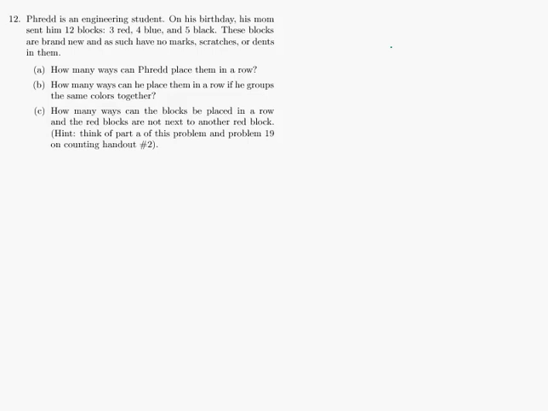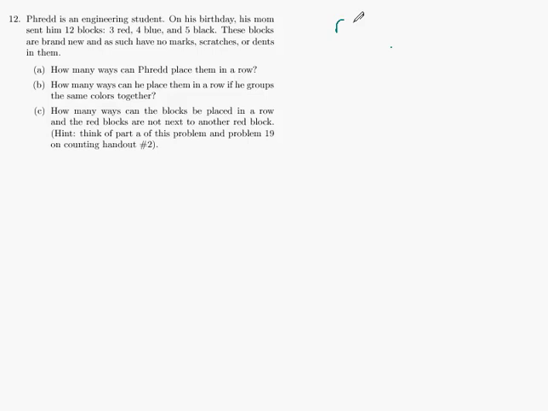Fred has a collection of blocks, 3 red, 4 blue, 5 black. These blocks are brand new, which means they have no scratches, dents, marks in them. In other words, they're identical to each other. All the red are identical to the other reds. The blues are identical to the blues, and blacks identical to the blacks. We want to know how many ways can Fred place them in a row.